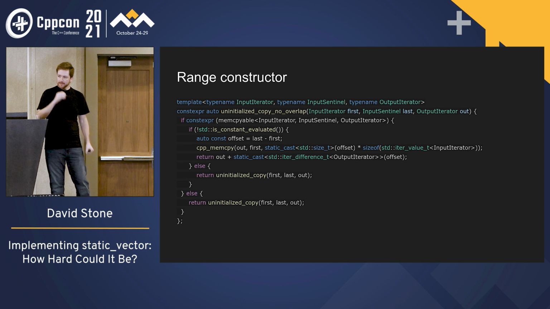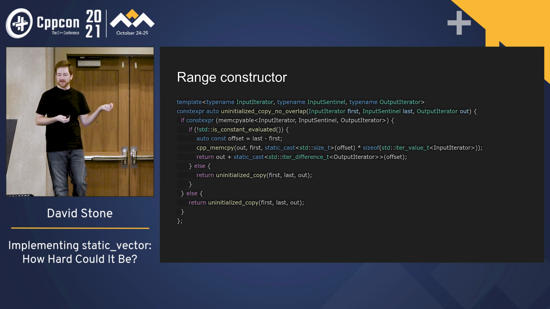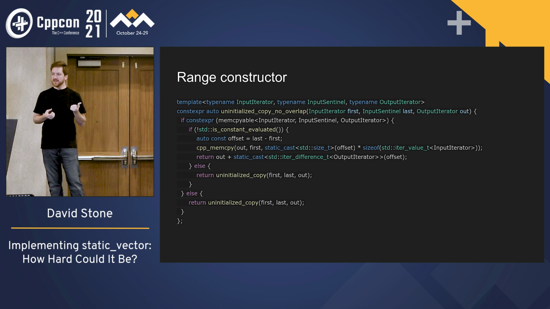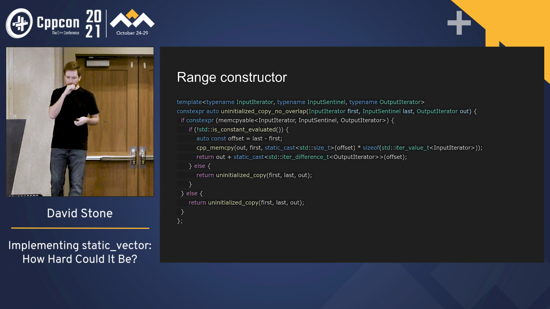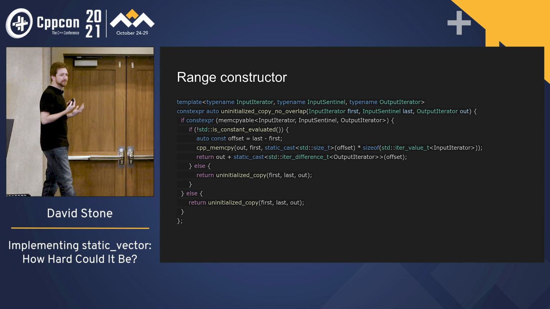So you say uninitialized copy no overlap, but then you call uninitialized copy. Does that mean that if they do overlap, it's just undefined behavior, you don't care, or what am I missing? Yeah, so the question was about how uninitialized copy no overlap delegates to uninitialized copy. Uninitialized copy no overlap has a precondition that the input range and the output range have no overlap whatsoever. Whereas uninitialized copy says that they can overlap in one direction. So it's calling a function with fewer preconditions. So it's like a wider contract. Yes. Got it. Okay.